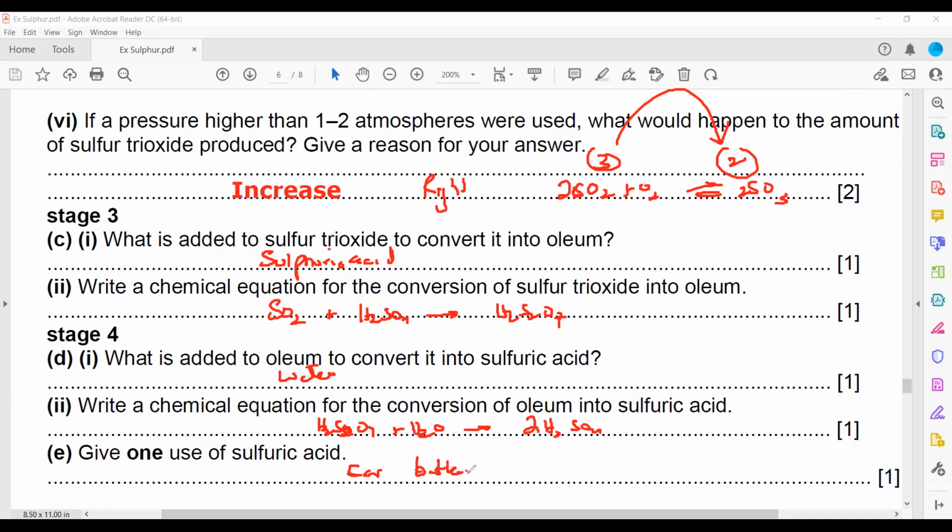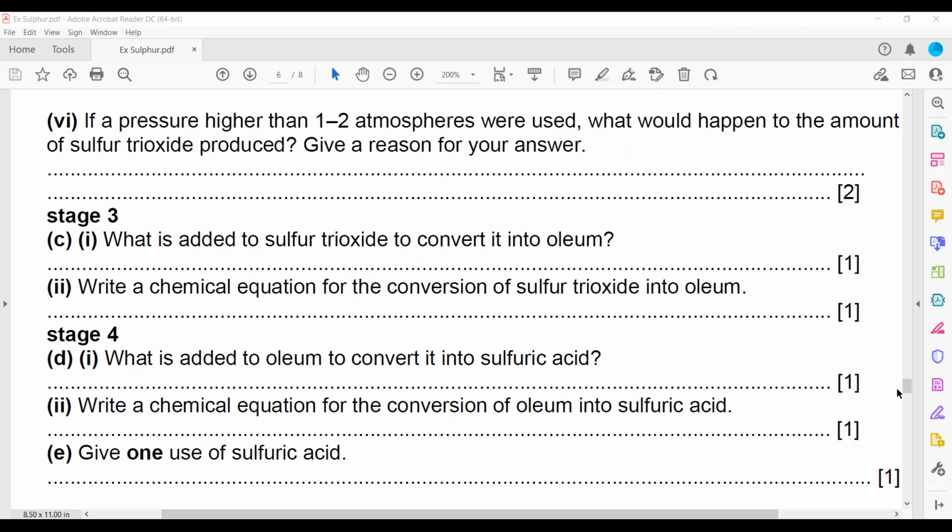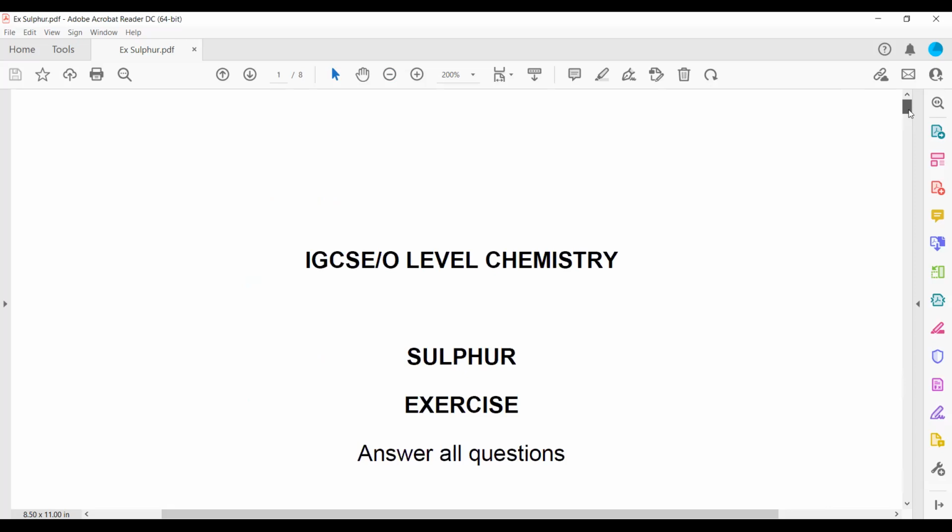So these are some questions related to the manufacture of sulfuric acid as well as the topic sulfur. Is this topic clear? The exercise related to sulfur?